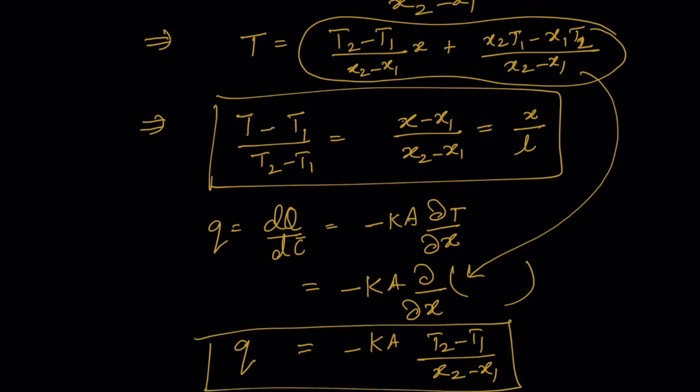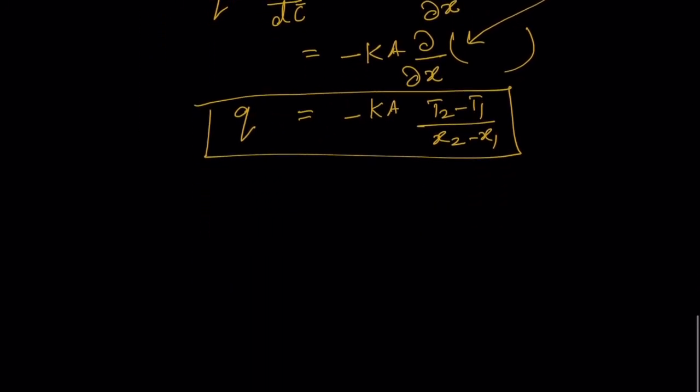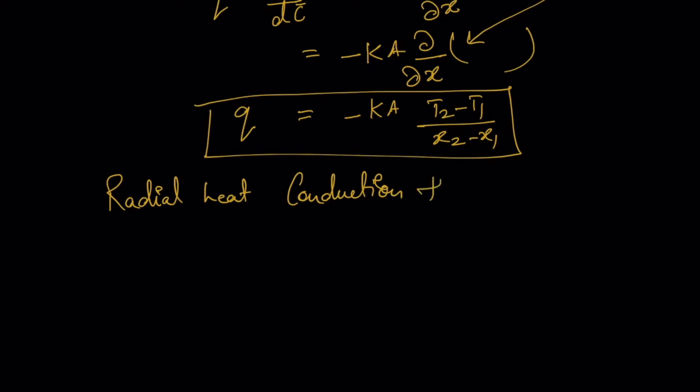Okay, so in a plane wall we can write like this: Q is equal to minus Ka T2 minus T1 divided by x2 minus x1. So this is for the plane wall. Okay, now we can derive for heat conduction in tubes, that is radial heat conduction through tubes.